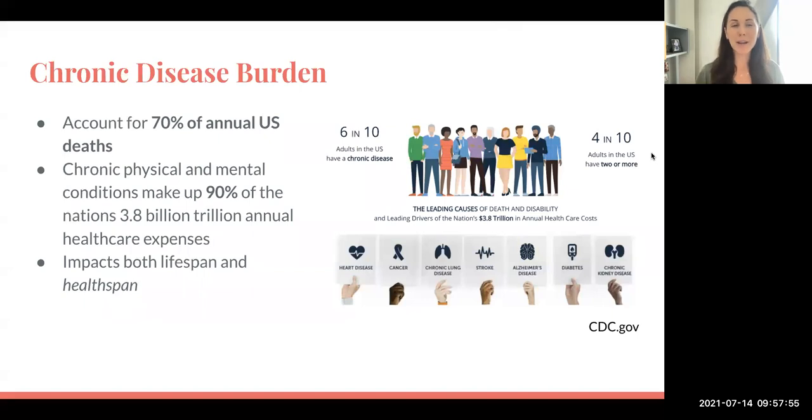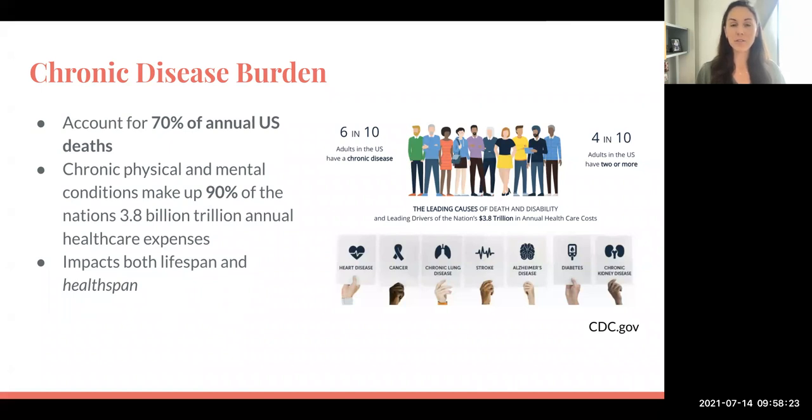So why this matters so much is that chronic diseases account for 70% of the annual deaths in the United States. Now, that number may have shifted a little bit during the times of COVID, but generally speaking, without that big burst in communicable disease that we saw, typically 7 out of 10 deaths, or 70% of the deaths in the United States, come from these chronic diseases.